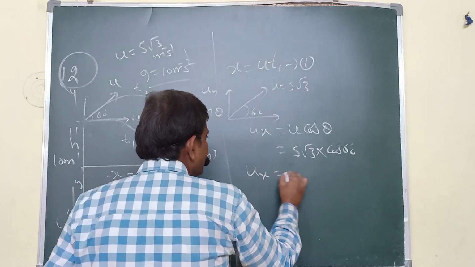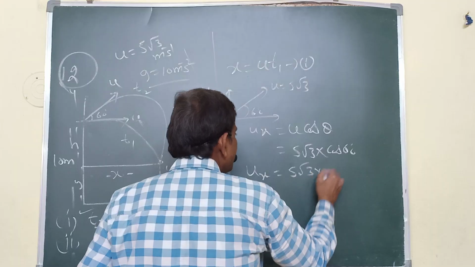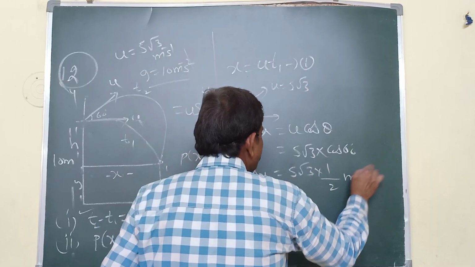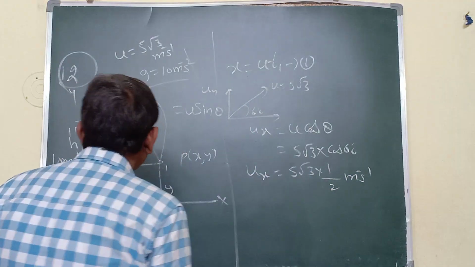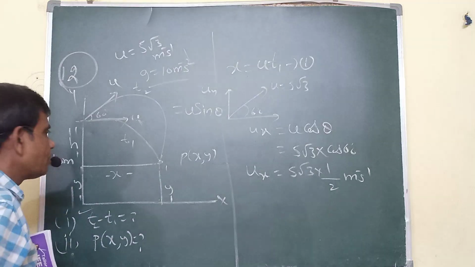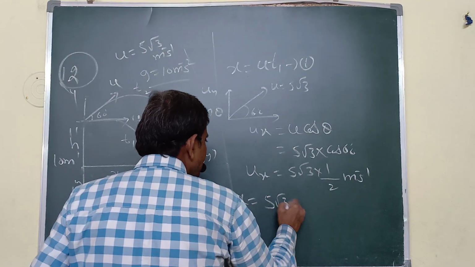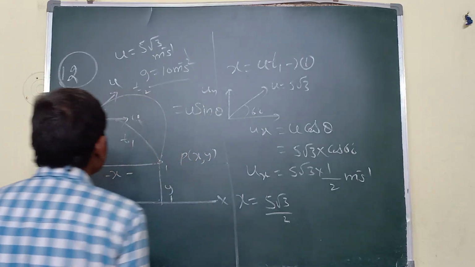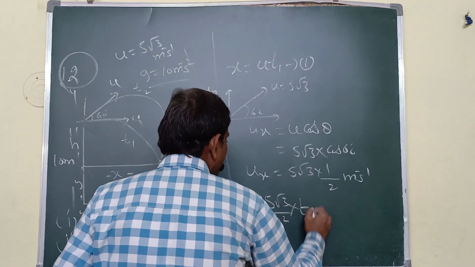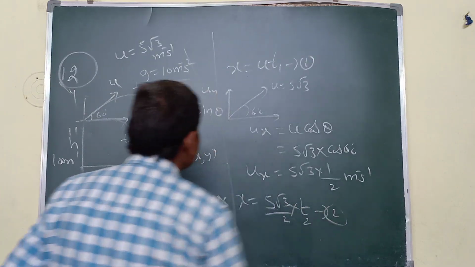What about this horizontal component? 5√3 into 1 by 2 meter per second. How much time is it taking? T2 time. Now what about X? X equals 5√3 by 2 into T2. This is my second equation.